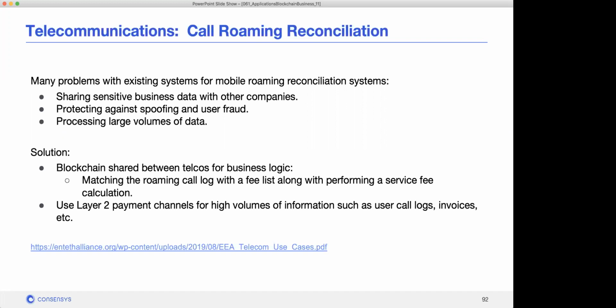And so you could use blockchain between businesses or between telcos for the business logic. So you could have, say, a smart contract on an Ethereum consortium chain that could have the business logic behind, given a type of call, how much should be paid given the user's type of service that they've got. And then you could do a layer 2 off-chain communications channel, payment channel, as a way of communicating information such as the call logs and invoice information.